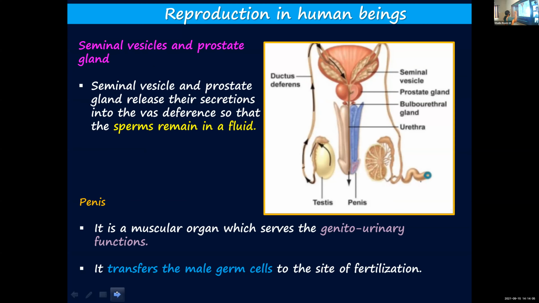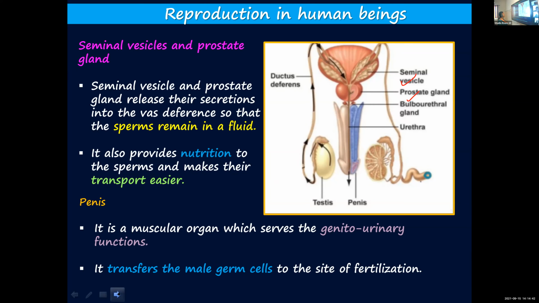Here you can see the prostate gland and a pair of seminal vesicles. What is their role? It can be asked. What function do they perform? It's a commonly asked question. Seminal vesicles and prostate gland produce some secretions. They release their secretions into the vas deferens, the sperm duct, through which sperms pass. As a result, the sperms will remain in a fluid.